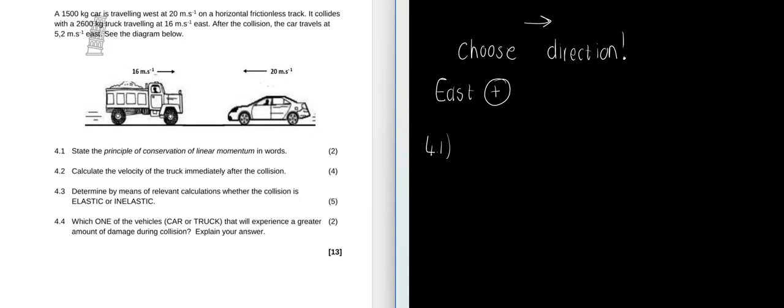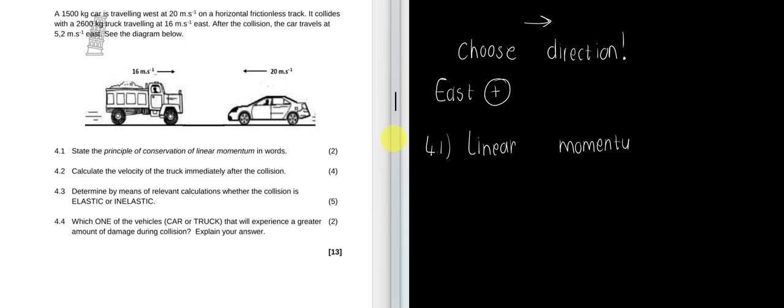So the principle of conservation of linear momentum in words. So guys, what's the principle of momentum? Momentum in a closed system always stays constant. Okay, it is conserved. So linear momentum in a closed system is conserved. So what does that mean? Total momentum before the collision is the same as your total momentum after your collision.